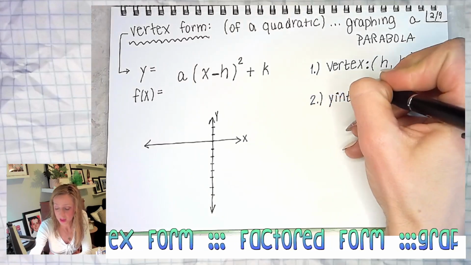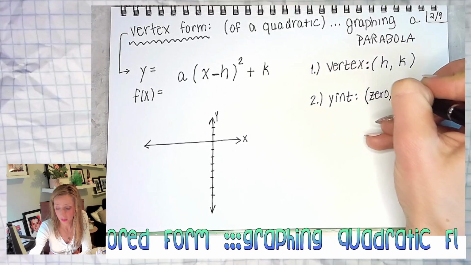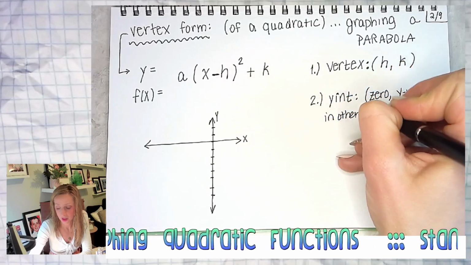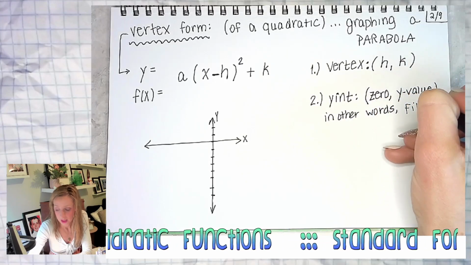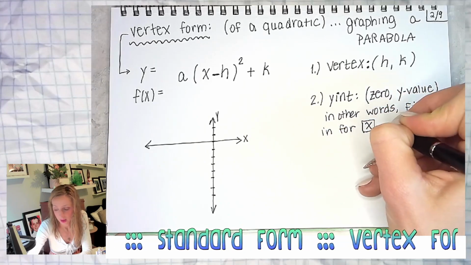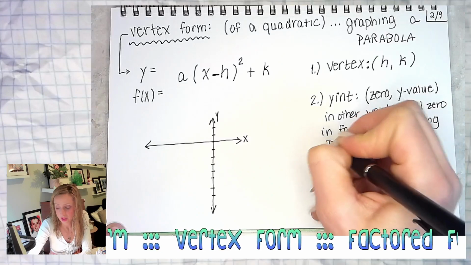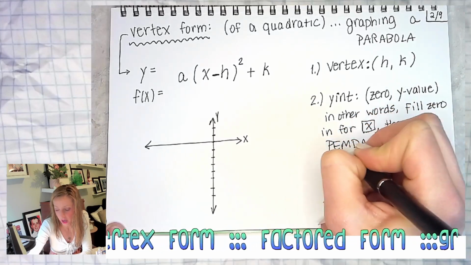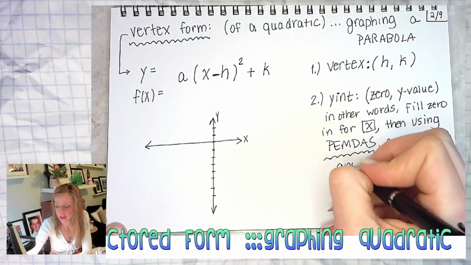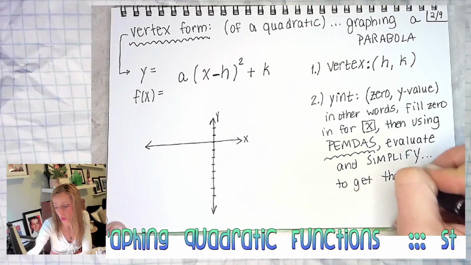So how do you find a y-intercept? You're going to always have 0 in for your x value. And then you get a y value, of course, for the y coordinate. So in other words, fill 0 in for x, then using, if I didn't think this was important to write, I wouldn't write it, okay? Using PEMDAS, you gotta watch your order of operations, evaluate. So we're gonna work out what the numbers will be and simplify carefully, just combine like terms to get the y value.